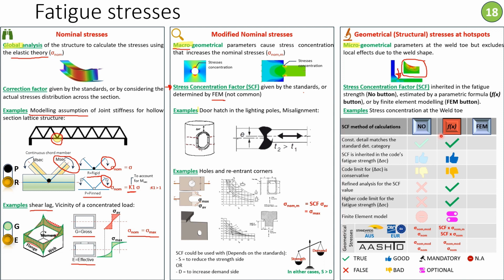Because you are putting in extra effort and doing more refined analysis to calculate the stress concentration factor, the code sort of rewards you for doing this by providing higher fatigue strength rather than the conservative one explained in the first button. And then it's up to you to build a finite element model in case you want to verify the stress concentration factor calculated by the formula against the finite element model, or you can opt for not doing that, as it's not necessarily required.